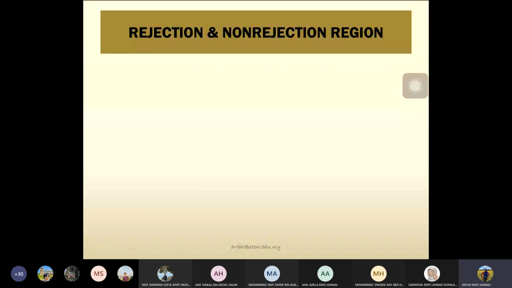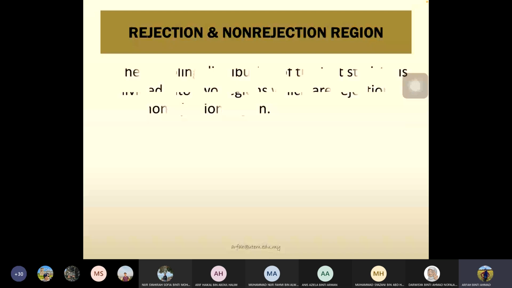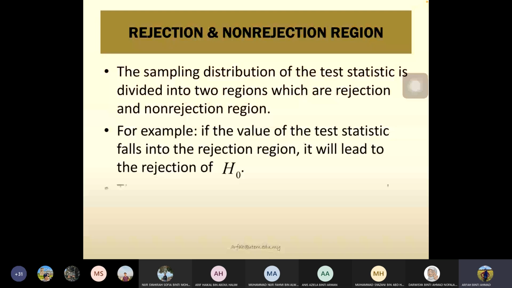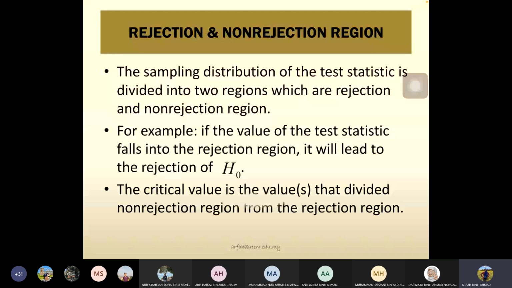So just like awak akan ada nanti, dia jatuh dekat mana? Dekat dalam ni ke atau dekat luar? So kalau jatuh dekat dalam, katakan ini adalah awak punya rejection region. Okay. So tengok test statistik jatuh dekat mana, then kita boleh cakap either we want to reject or accept the H null. Okay.